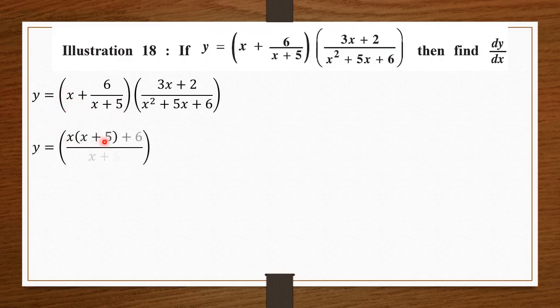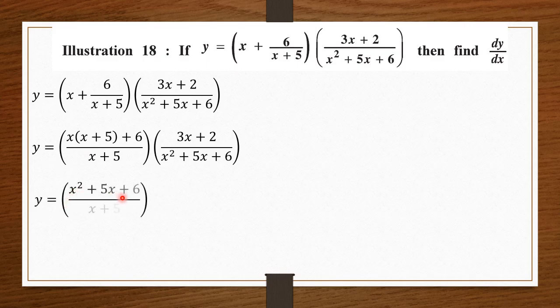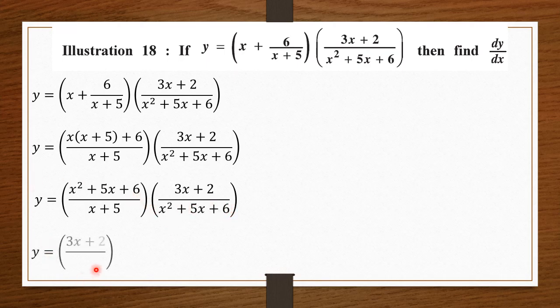So x into x plus 5 plus 6 divided by x plus 5 the common, and then 3x plus 2 divided by x square plus 5x plus 6. When you multiply now x square and 5x, you get something like this: x square plus 5x plus 6, and then here again you have x square plus 5x plus 6. So you are going to cancel these two values, and in the last step you will get 3x plus 2 upon x plus 5. That means you don't need to multiply these equations, you directly get a division rule.